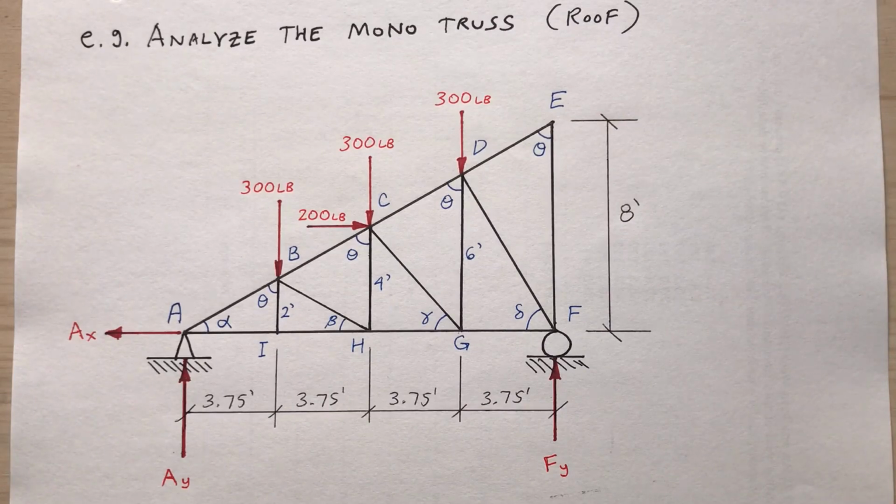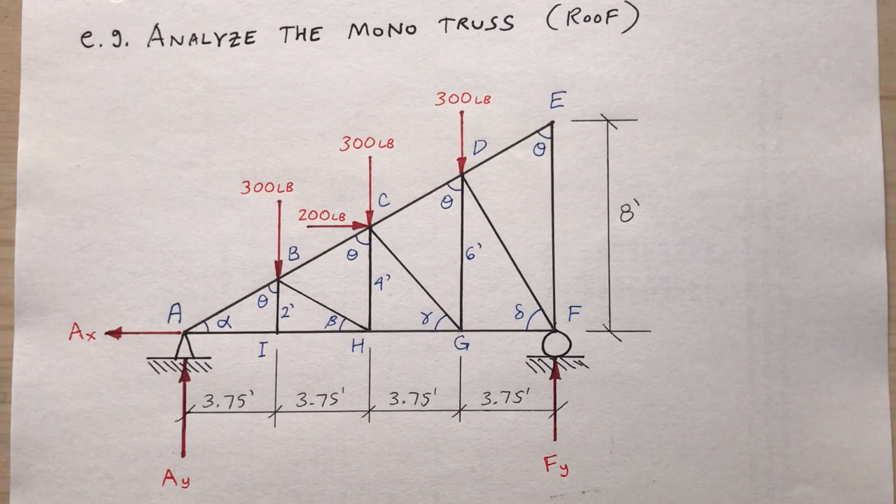I've got 2 reactions at A and 1 reaction at F. And notice I've got 300-pound loads at B, C, and D, and there's a 200-pound, maybe a wind load at C. So I could consider the 300-pound loads to be snow loads, for example, and maybe the 200-pound horizontal load would be a wind load. But whatever the case, I want to analyze this using the method of joints.